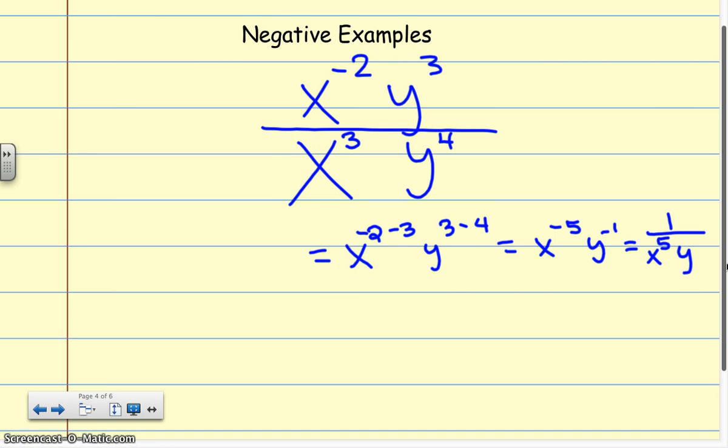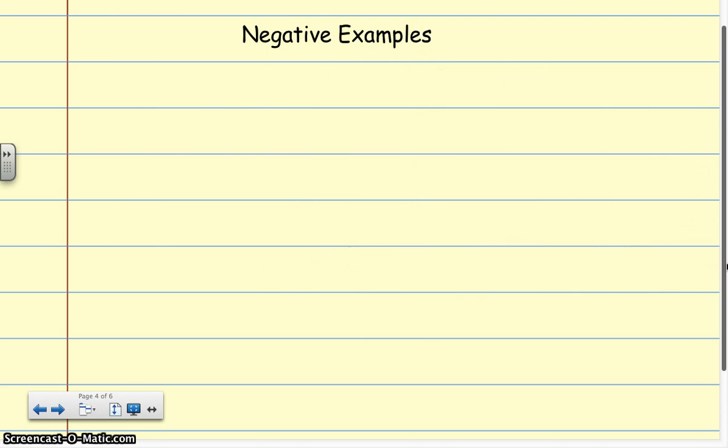All right, we're going to do another one. I want you to simplify this exponential expression.